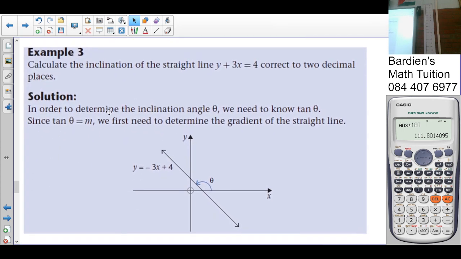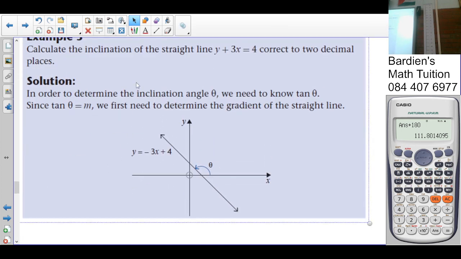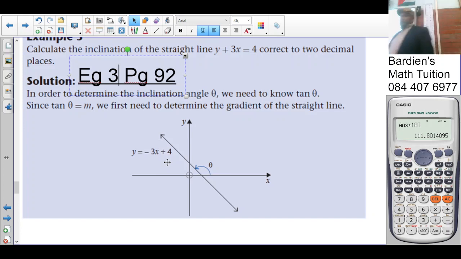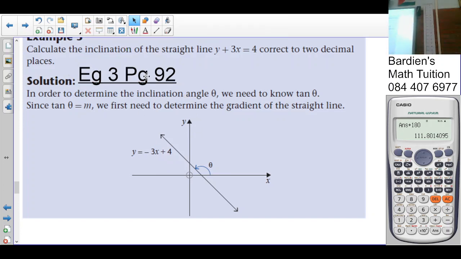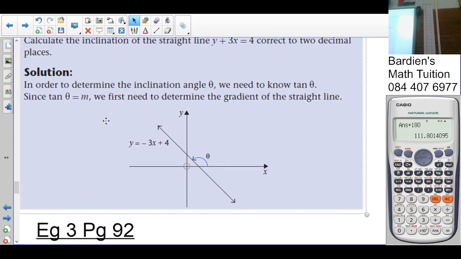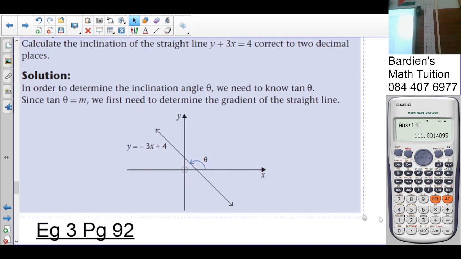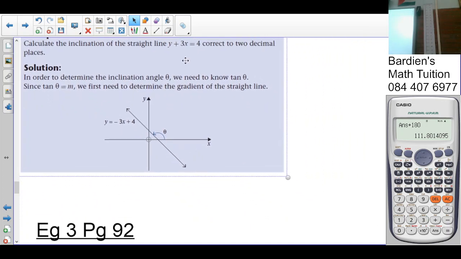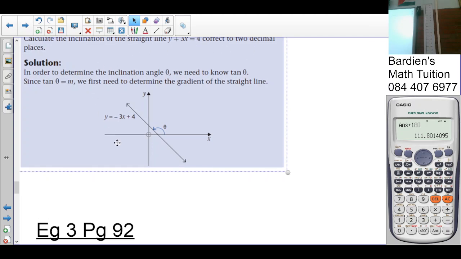This is example 3 and it's on the same page. Example 3 on page 92. Here we are told, calculate the inclination of the straight line y plus 3x equals 4, correct to 2 decimal places.